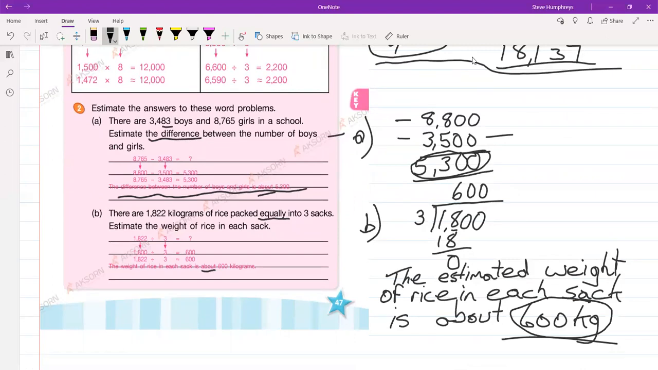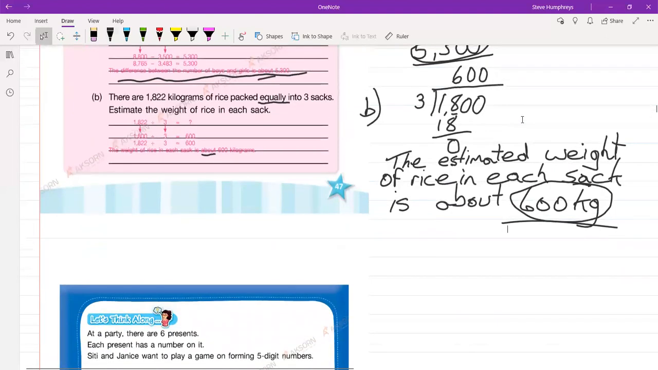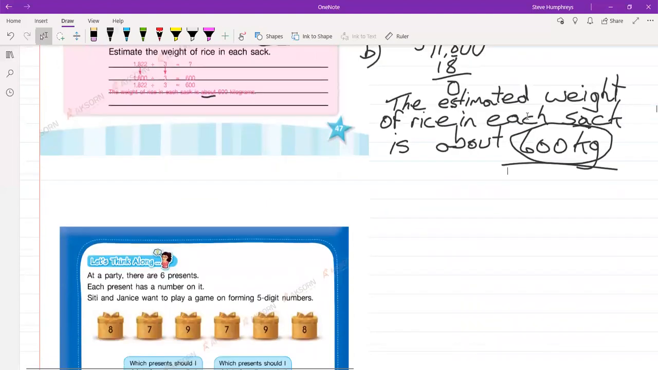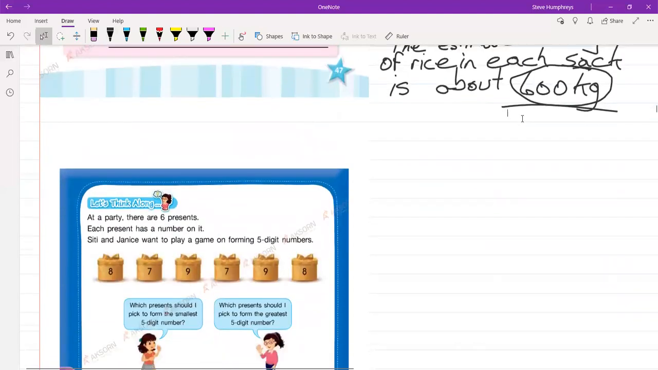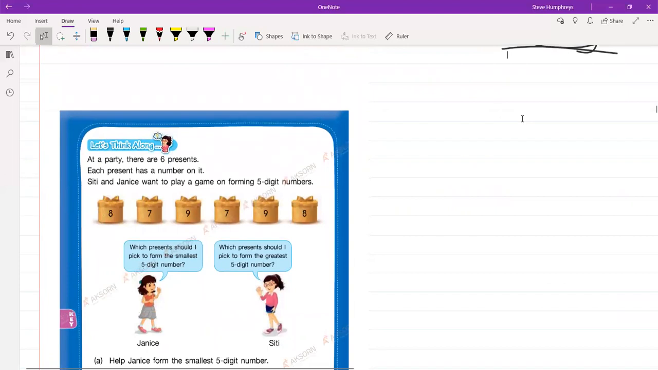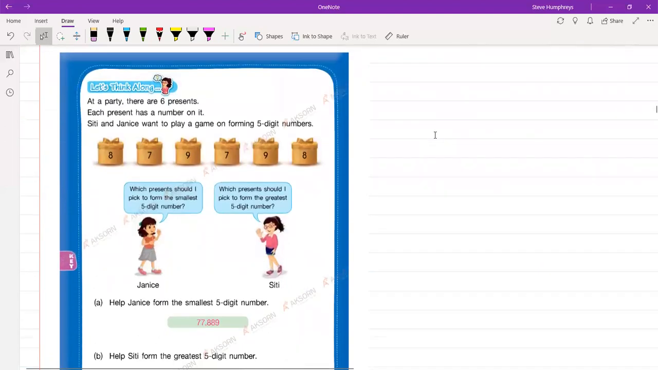Okay, well, that's estimation. We use estimation a lot in everyday life. When we're buying things, the weight of things, the price of things, we estimate. We use it all the time. Okay, well, at the end of each unit, they have some small exercises that you can do yourself.